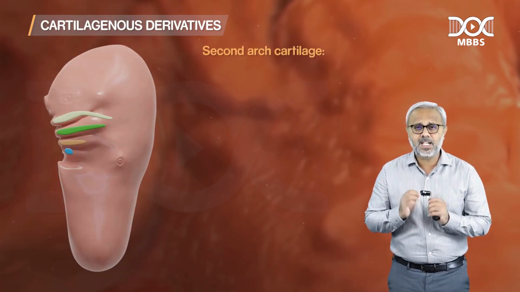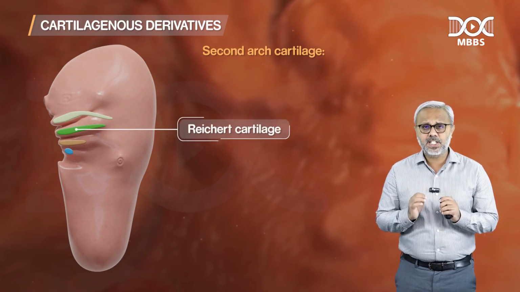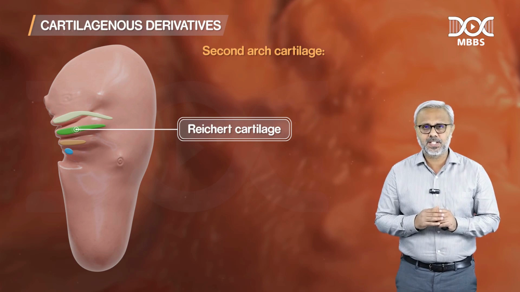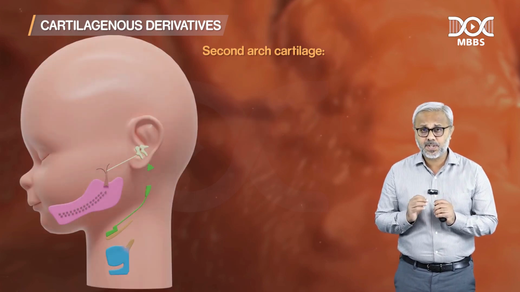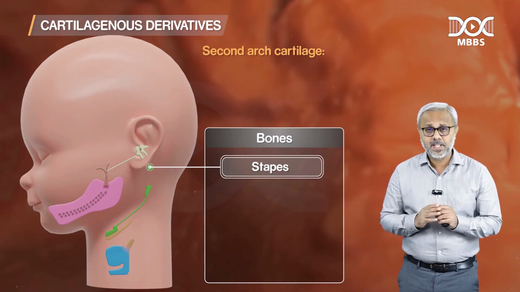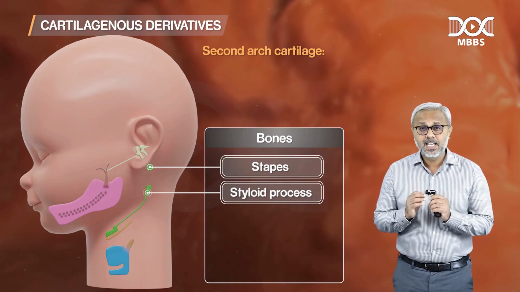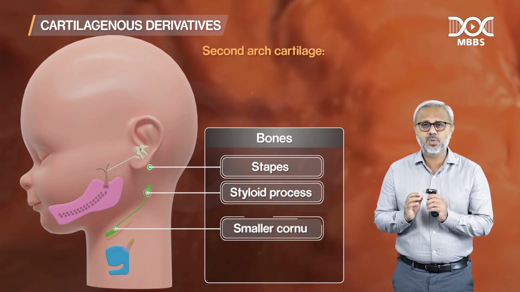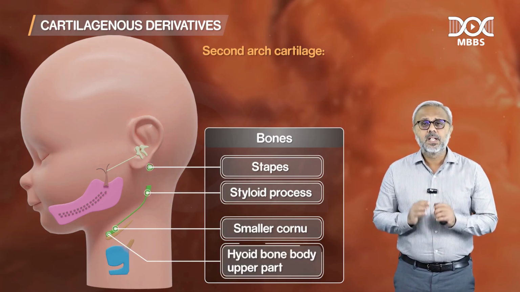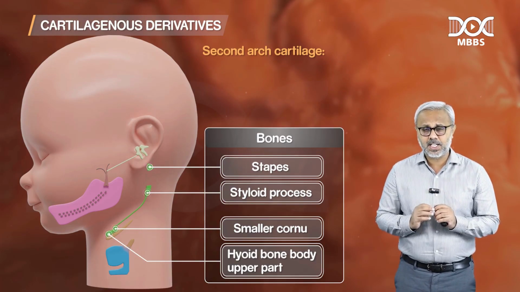What about the second arch cartilage? The second arch cartilage is called Reichert's cartilage. What are the structures that develop from Reichert's cartilage? Reichert's cartilage gives rise to the stapes, the smallest bone in the body. Then it gives rise to the styloid process. Then it gives rise to the lesser cornu of the hyoid bone and the upper part of the body of the hyoid bone. These are the major bones that develop from the second arch cartilage.